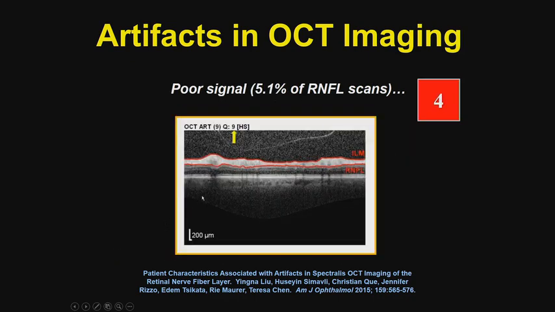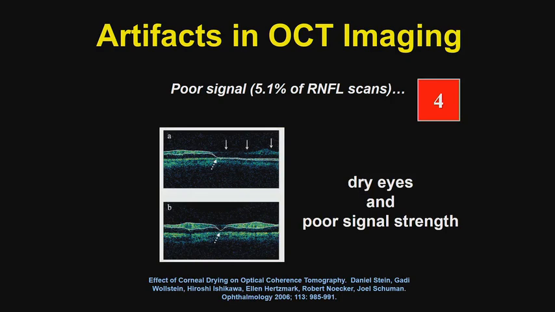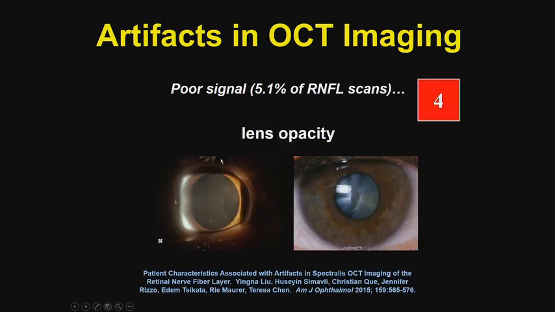Number 4, poor signal is about 5% of scans. Here you can see on the Spectralis scan the quality index is 9. Now, why is this important? If the signal is poor, Joel Schuman and other investigators have shown that dry eyes, for example, can cause poor signal, and this usually leads to thinner RNFL measurements. And of course, we all know lens opacities can also decrease signal strength.